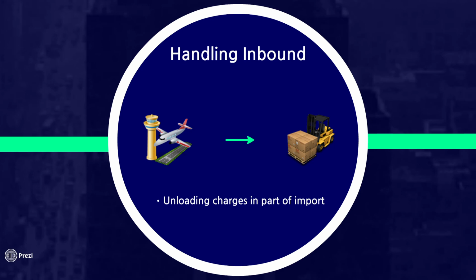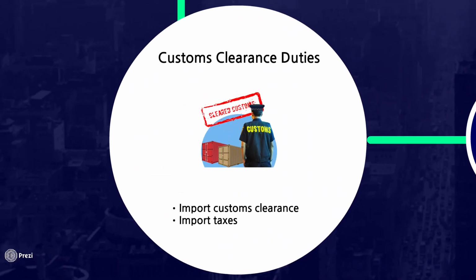After the main international transportation, the next procedure is handling inbound, where the seller also has the duty to pay for the unloading charges in part of the import. The most important part of carriage and insurance paid is where the procedure goes to customs clearance duties. And this is where the buyer now acts to pay for the cost of the imported materials, which are the import customs clearance and import taxes.